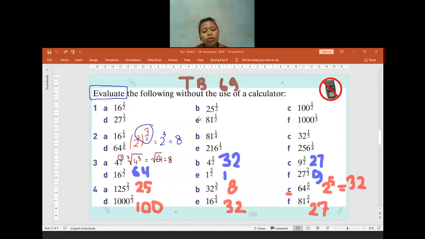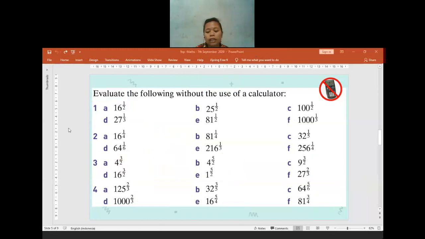There are two ways. You can change the base number into another index number, or you can change the power into a root. Either one is okay. If you are using a root, you can finish the root first and then do the power, or you can power it first and then root it later. The answer will be the same. If you have no question, I will move to the algebraic fractional indices.